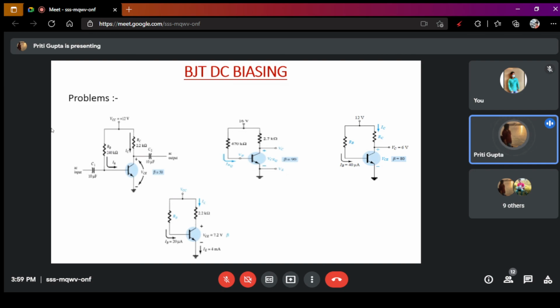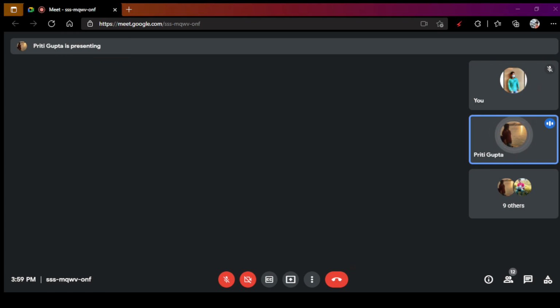Just let me explain. You will draw this. You have to calculate IB, IC. For IB, it's very easy. You will take the input side. Suppose during your exam, you have forgotten the formula of IB. You don't need to bother. Just take the input side. So it's simply VCC minus of IBRB minus of VBE is equal to 0.